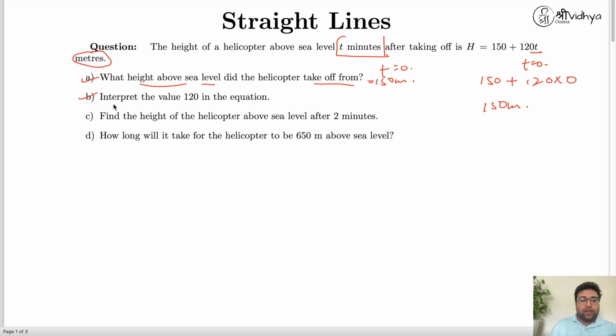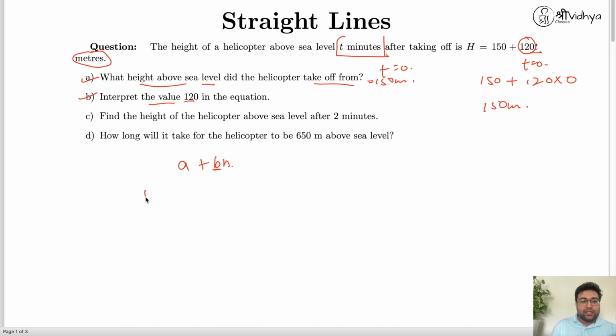Now, what do we interpret? How do we interpret the value of 120 in this equation? So, if you notice, this is the form of an AP. So, AP was a plus b n, right? So, what was b here? If you remember this chapter, b was the common difference.